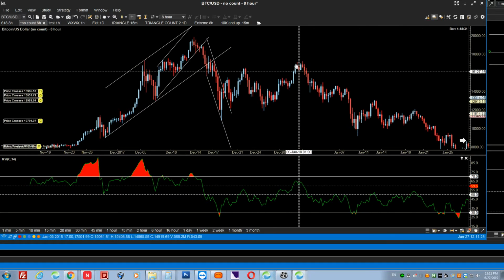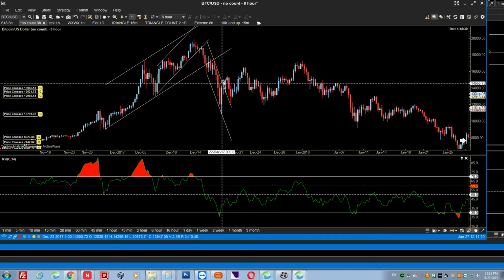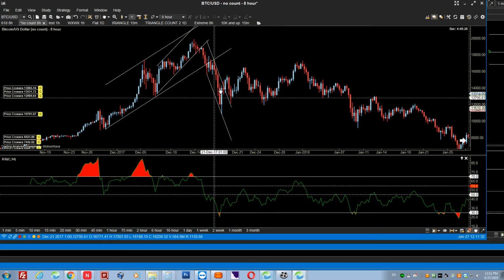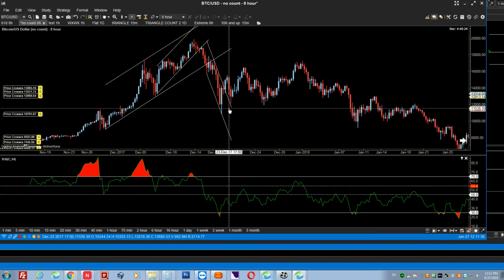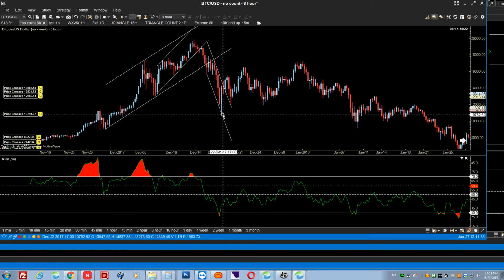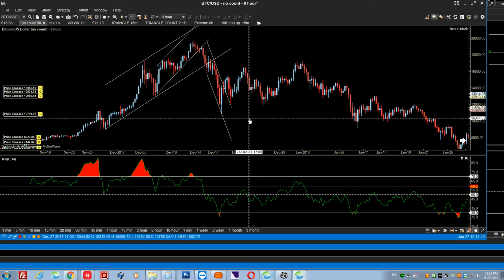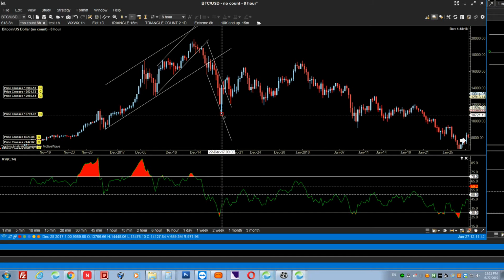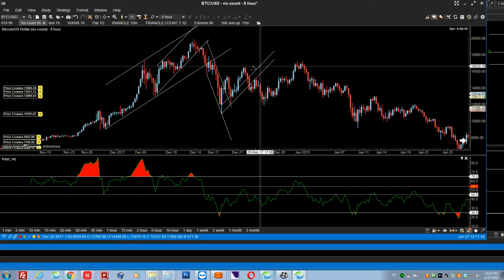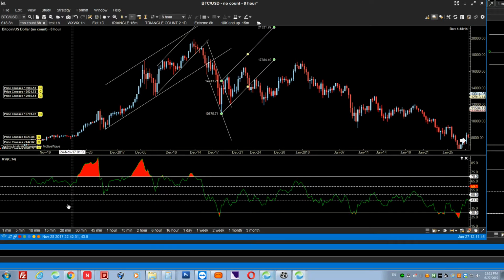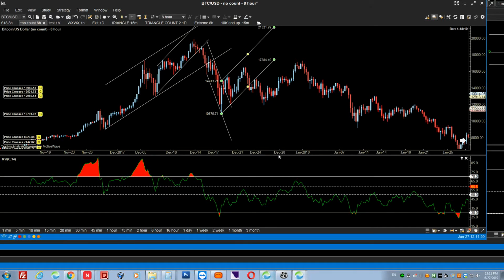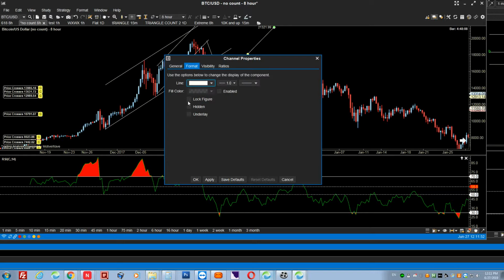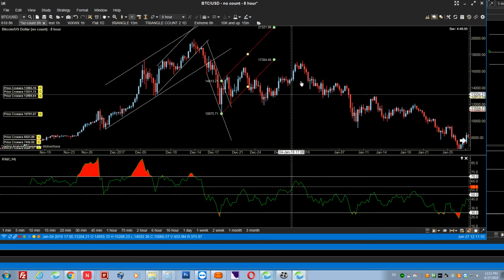Now, in any continuation up, what you're looking for is three waves. That's what you're looking for. 1, 2, 3. So you got 1, 2, but to you it's three pivots, 1, 2, 3. So you have to draw your red channel right there. And you color it red.